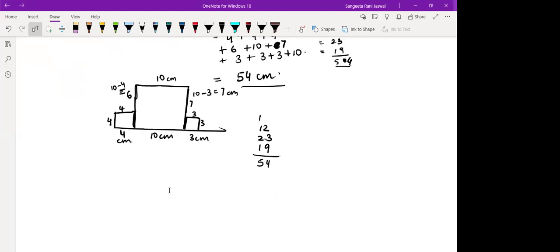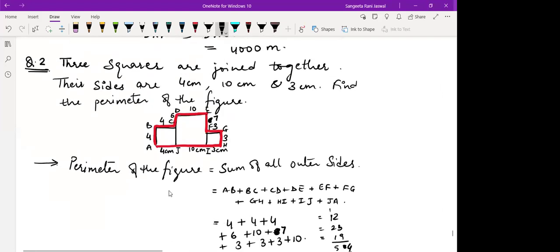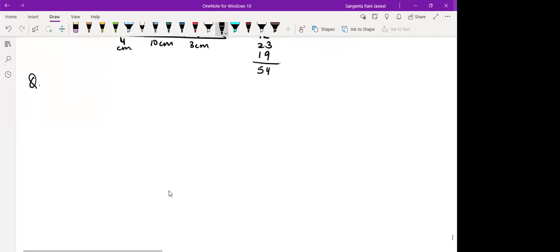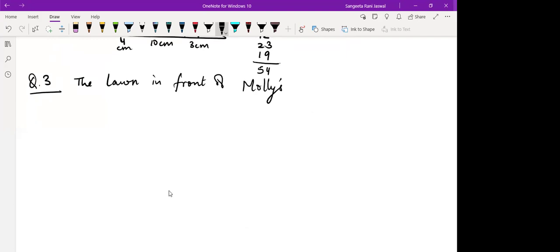Let's take another question. Which question number is this? That's 3. Question number 3 now. Please write down the question. The lawn in front of Molly's house. Molly is somebody's name. The lawn in front of Molly's house.